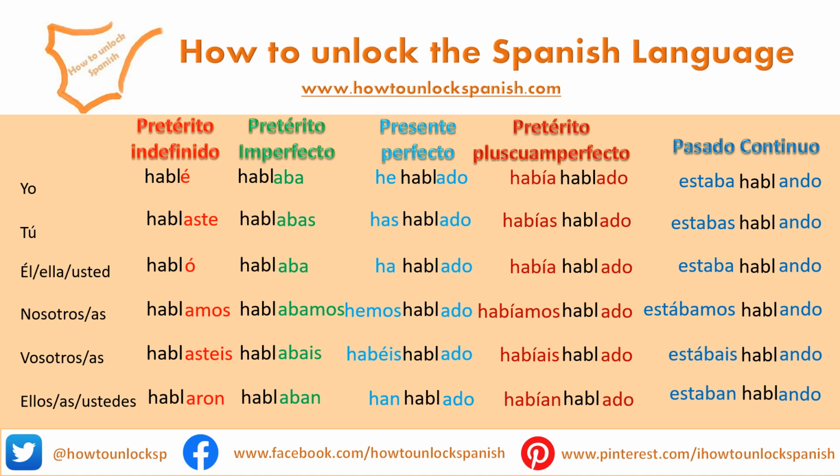And then the second part for AR verbs is: you just need to remove the AR and add ado. So it's yo he hablado, tú has hablado, él ha hablado, hemos hablado, habéis hablado, y han hablado.